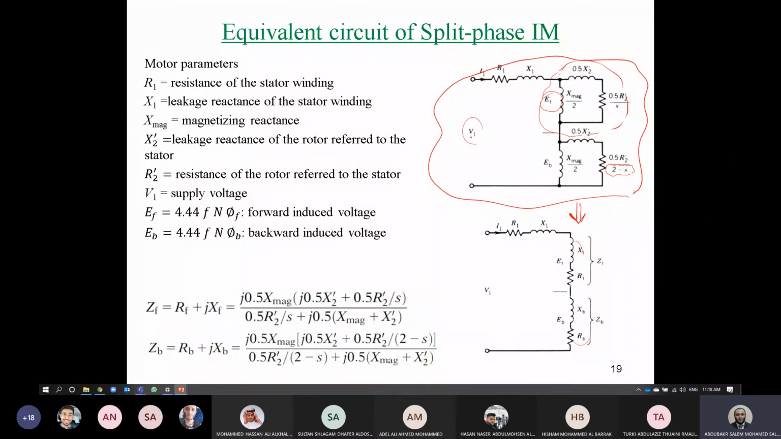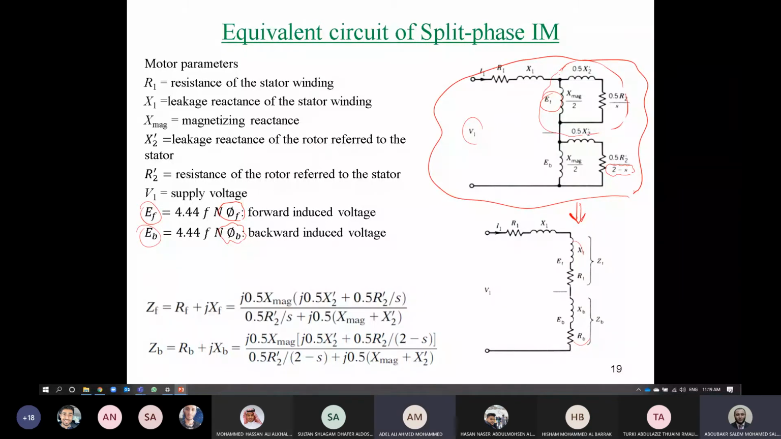V1, this voltage, is the supply voltage. EF is the forward EMF, which equals 4.44 multiplied by frequency, multiplied by number of turns per phase, multiplied by forward flux peak value. EB, the backward EMF, equals the same, but with the backward flux. So this is now the equivalent circuit of the single-phase induction motor. Now, we need to understand.